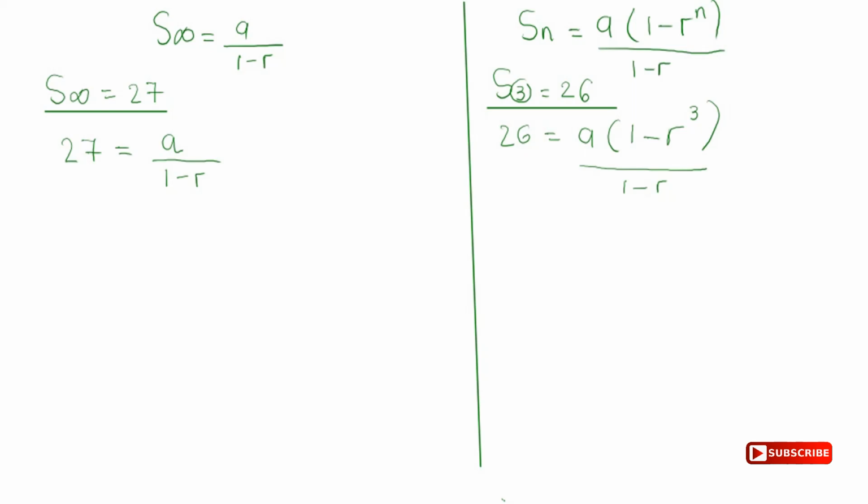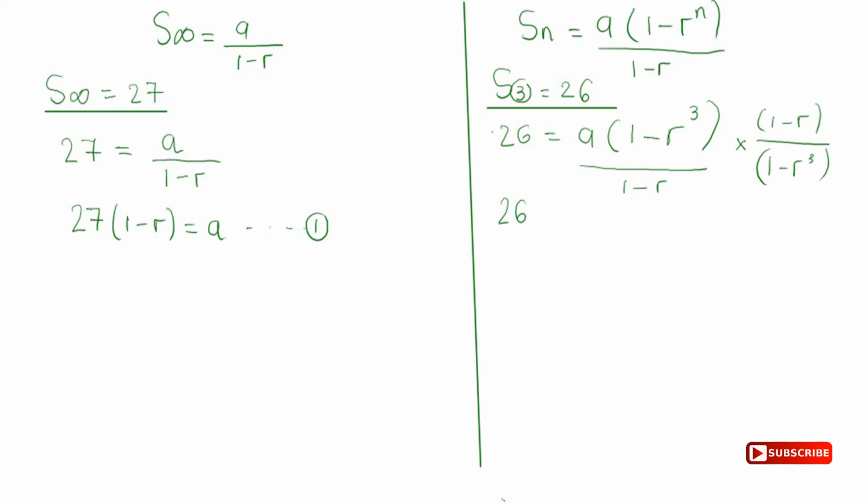Okay, so let us make a the subject of the formula. So it's going to be 27 multiplied by 1 minus r is equal to a, right? So I'm going to call this our equation 1, okay? And then let's look at the right-hand side, right? We want to make a the subject of the formula, so it's going to be 26, okay? You're going to multiply it by 1 minus r, and you're going to divide by 1 minus r to the power of 3, so that it cancels and it goes to the other side.